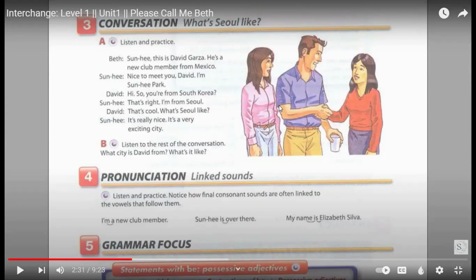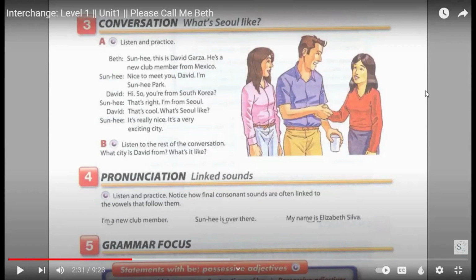What is Seoul like? Now, this is a very odd question. We don't generally use this question. "What is Seoul like?" means we are asking how that place is or how that thing is. It's the way to ask "What is dash dash like?" That means we are asking about the behavior or the nature of the thing or the person. And she says it's really nice. It's a very exciting city.